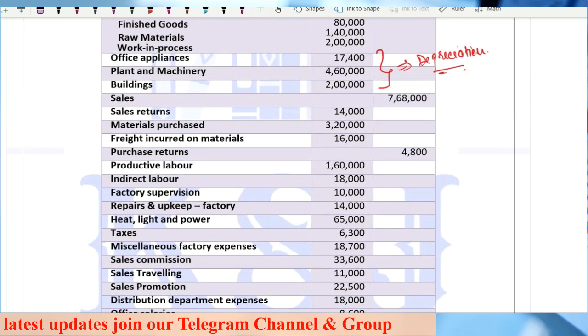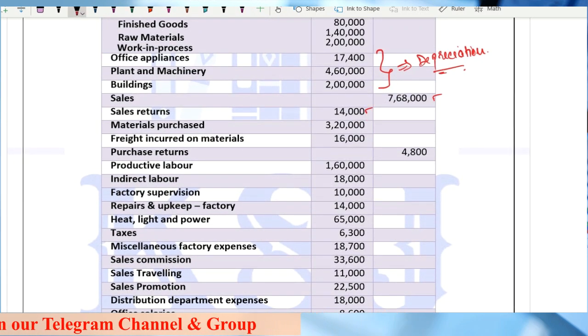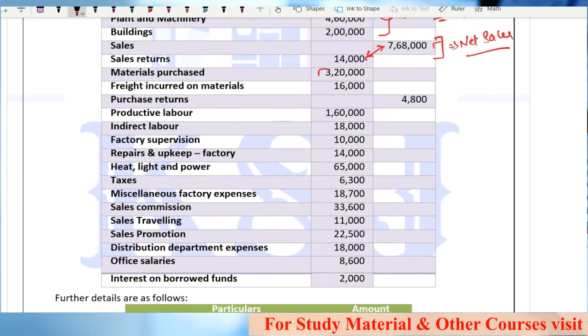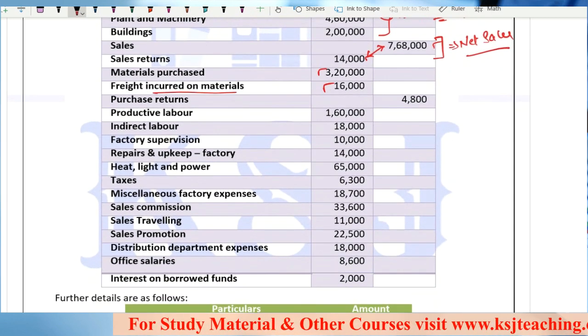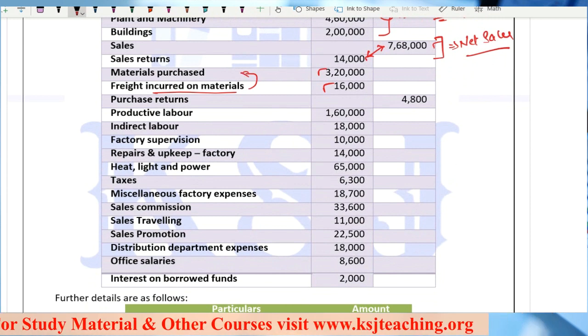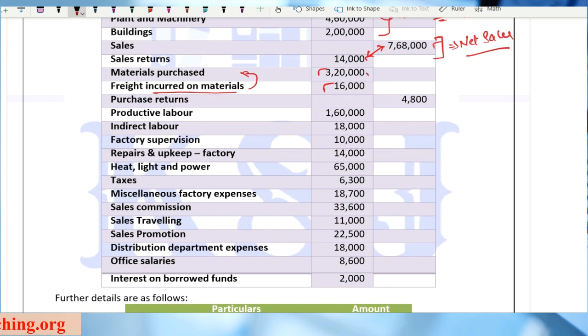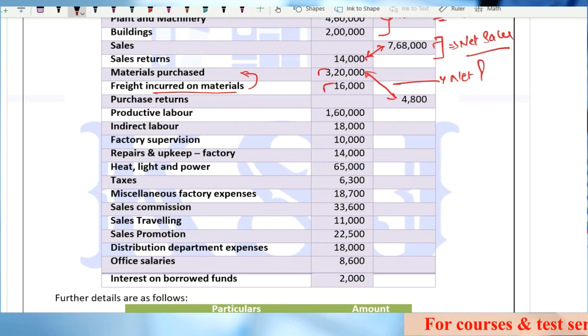Sales is given to you, 7,68,000, sales return is 14,000, right? So you will take the net of it. The net sales is to be considered. This will be your net sales. Any doubts? Right. Material purchase 3,20,000, freight incurred on the material 16,000. Now this will form part of the cost of raw material, already discussed. Purchase returns 4,800. So this will be your net purchases.